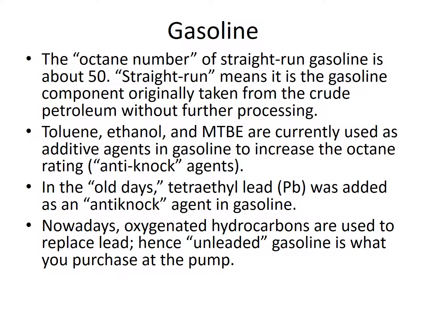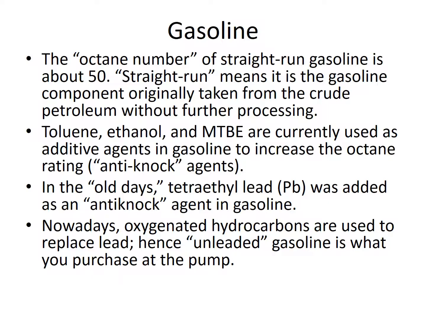Gasoline is actually obtained from the ground. It's part of the mixture of what we call crude oil or petroleum. Straight run means that's what just came right out of the ground, and it has an octane rating of around 50. Various additives and various methods of purification are applied in huge refineries before it ever reaches the gas pump.